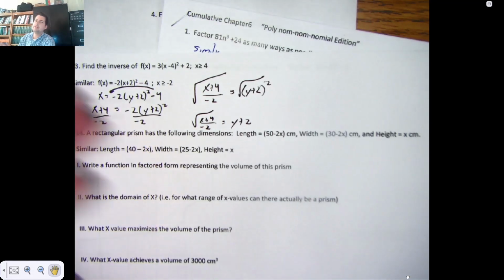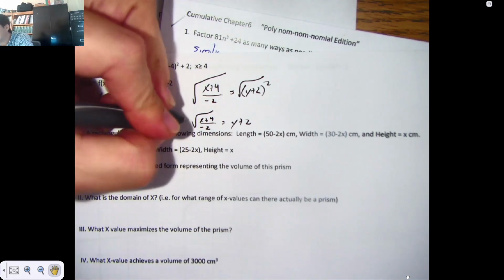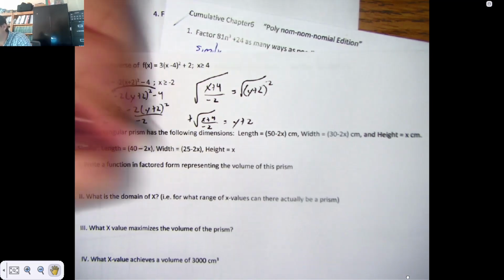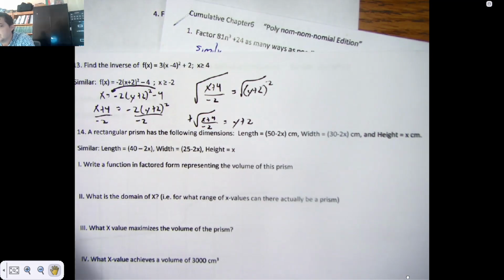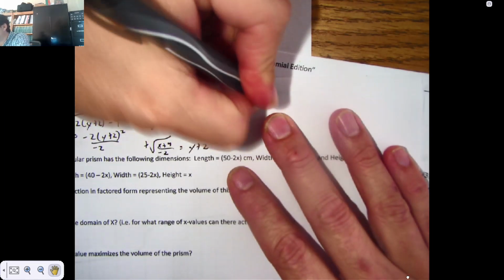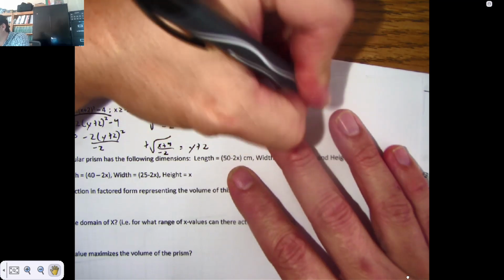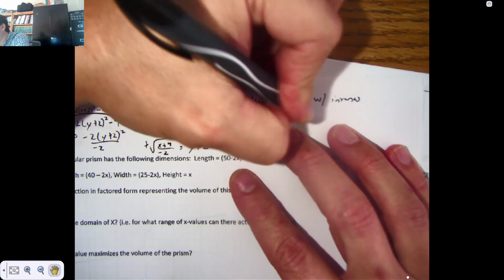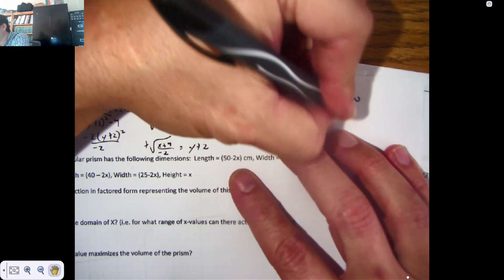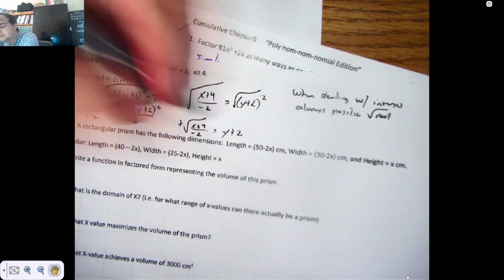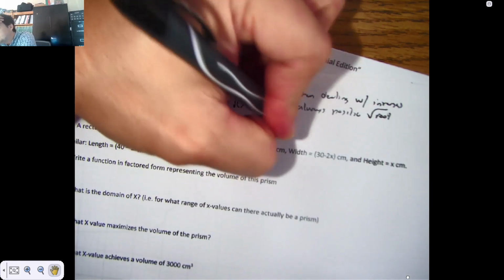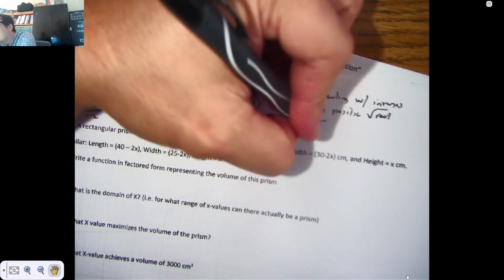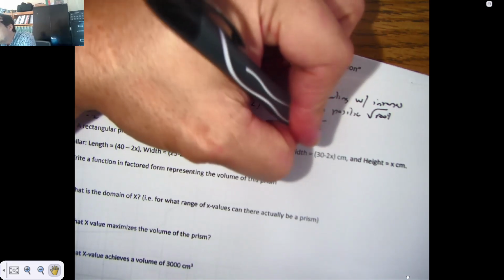We don't include plus or minus with inverses. We don't. It's always positive with inverses. That's kind of a little bit of a big deal. When you're dealing with inverses, it's always the positive root. I'll write that down over here. When dealing with inverses, it's always the positive square root. All right. So I'm going to subtract 2 now. So y is -2 plus the root of x plus 4 over -2. You can make that root taller. Then I'll do that replacement.